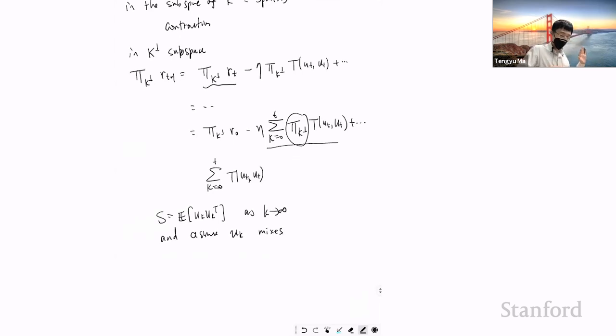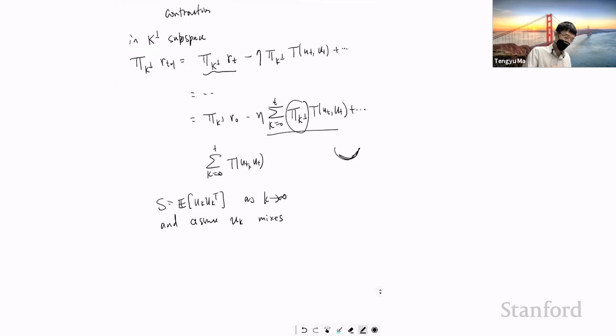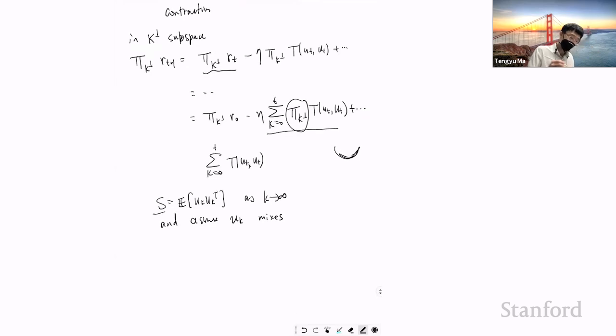And also assume this U_k mixes as a Markov chain. I'm not sure whether you are familiar with this Markov chain mixing, but you just assume that U_k is kind of bouncing around. You assume that it's really just doing that. It's kind of like a Gaussian, and S is the covariance of the Gaussian.